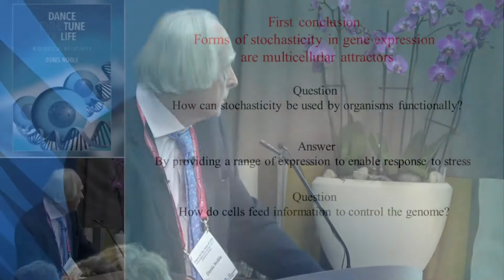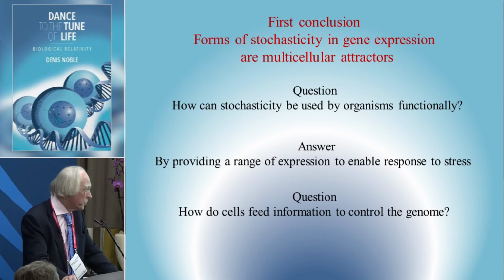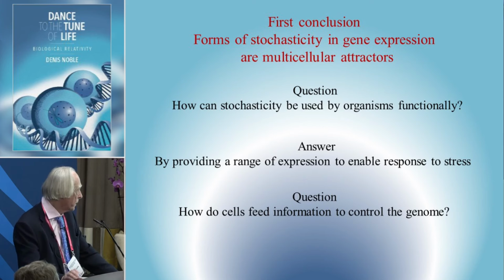The population is communicating to give you that particular distribution. So organisms or their cellular populations can determine the stochastic variability in the expression of a protein. That's step one in the demonstration. Now, step two is to show that that stochasticity is actually used by organisms functionally, and what we now know is that it provides a range of expression in order to enable organisms to respond to stress.